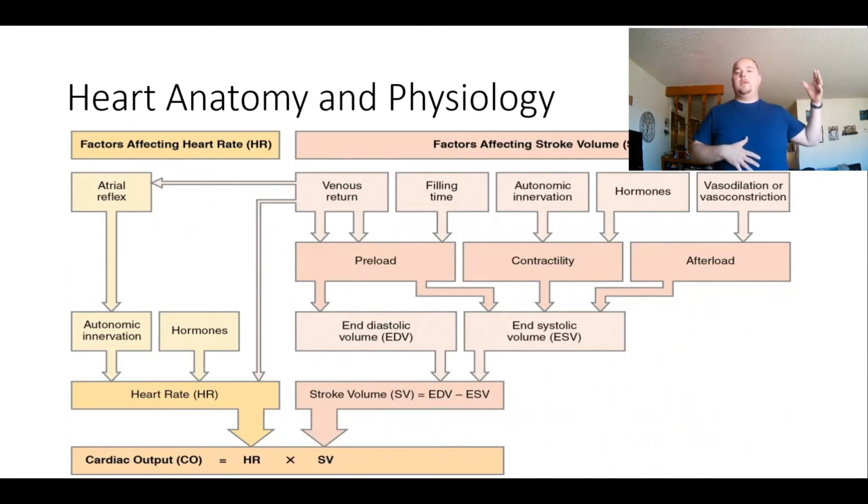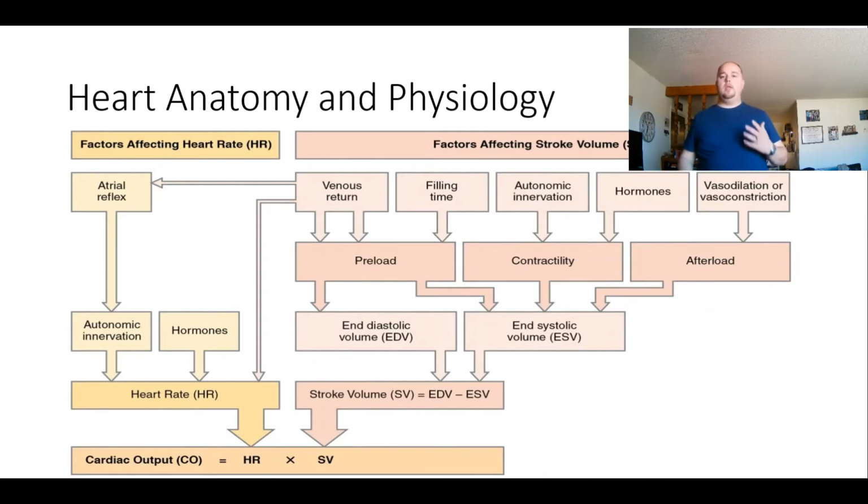Now, the things that affect your heart rate are the ability for the atria, as well as hormones and the autonomic innervation, and that's your heart rate. So are we having a sympathetic or parasympathetic response? And so those things together, heart rate times stroke volume equals cardiac output.